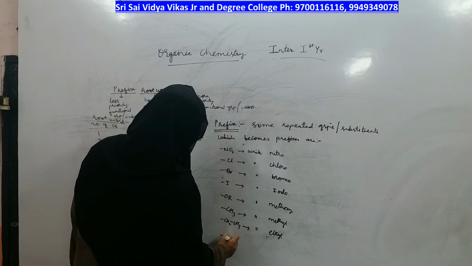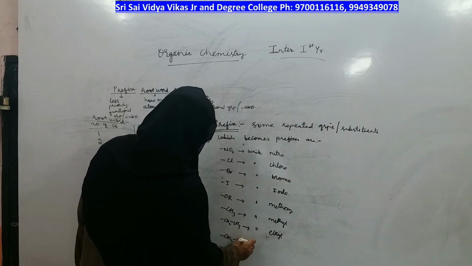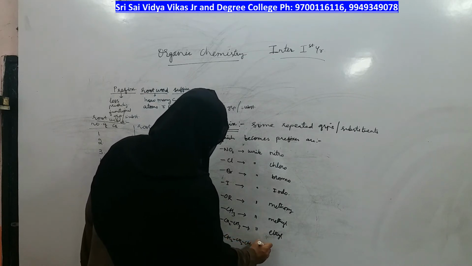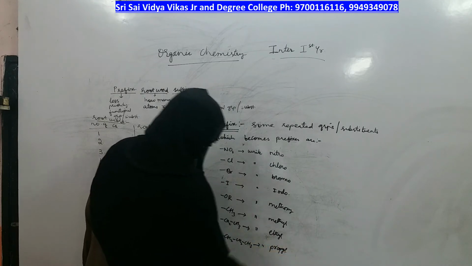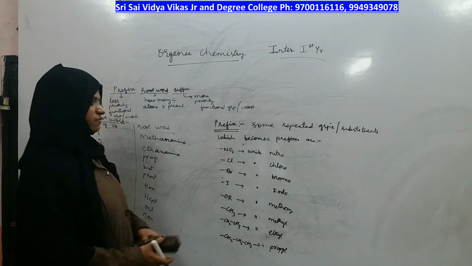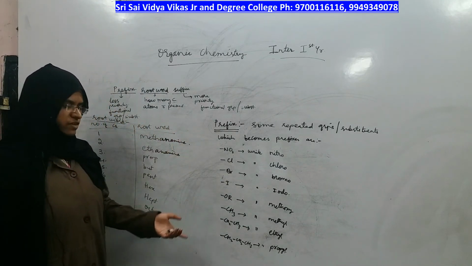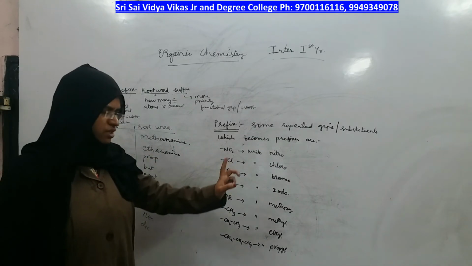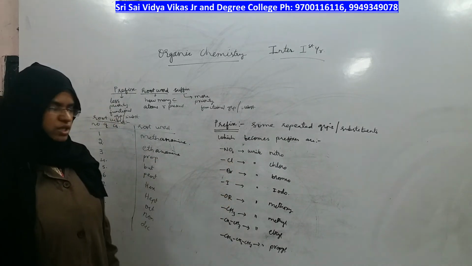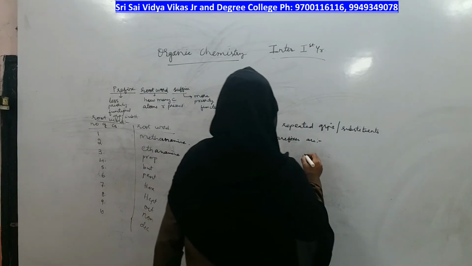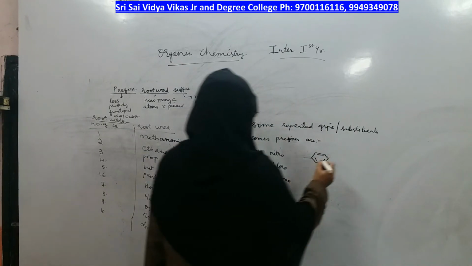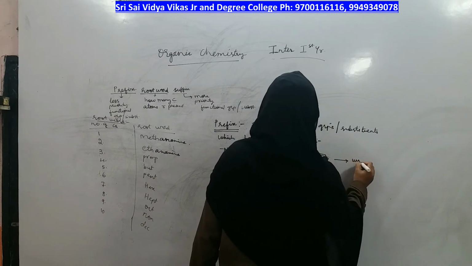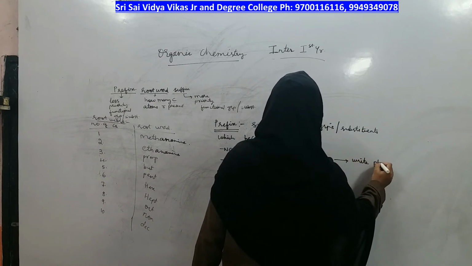Same way, CH2, CH2, CH3 means what you should write? Propyl. Right? These are some of the prefixes. They always become prefixes. Their name should never be written as a suffix in the molecule. Okay? And benzene ring also. In the compound, if a benzene ring is there, your prefix should be phenyl.